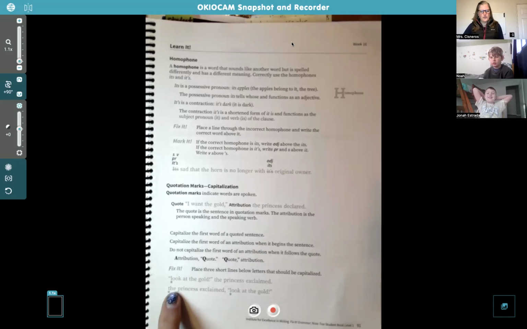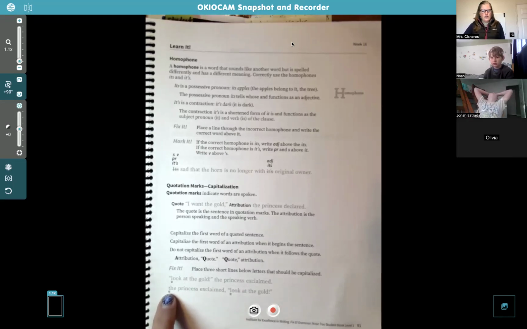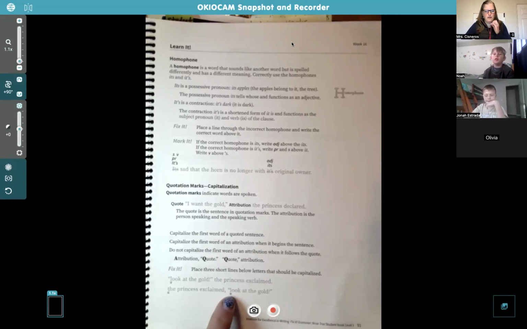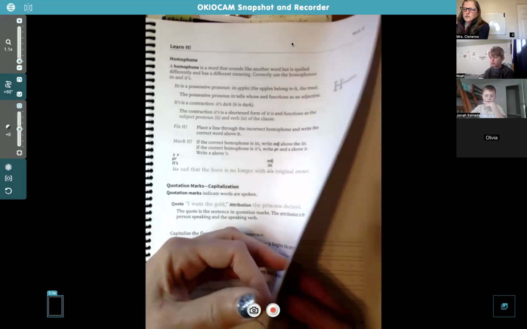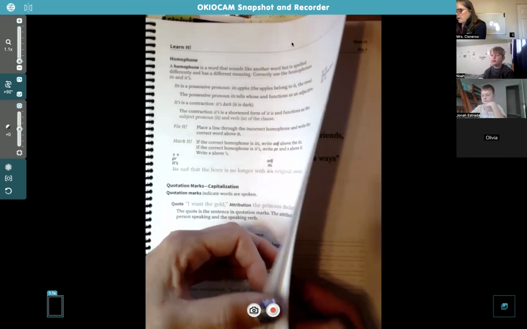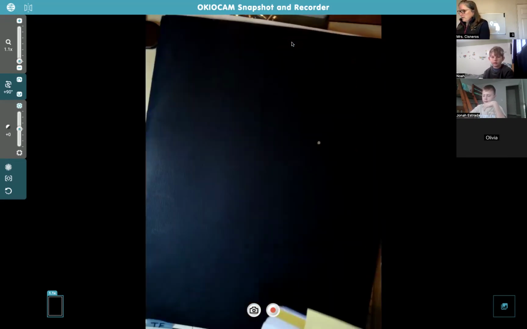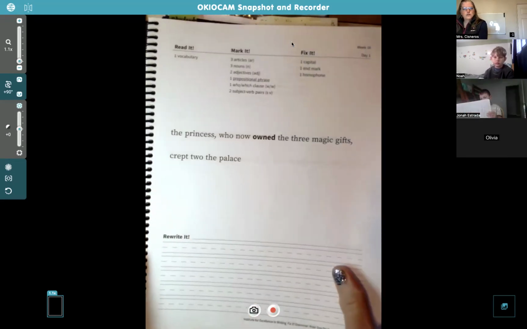So if the attribution comes first, capitalize that letter, the first letter, and then the quote always has a capital letter at the beginning of the quote. Do you guys have any questions about this page at all? No? You just shake your head no if you don't have any questions. Okay, let's go on to the practice page.